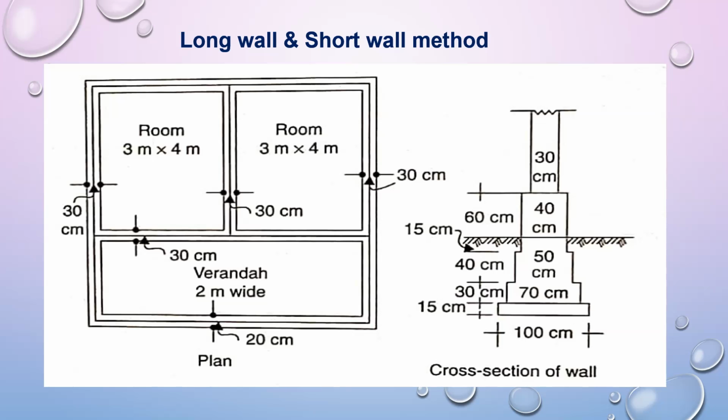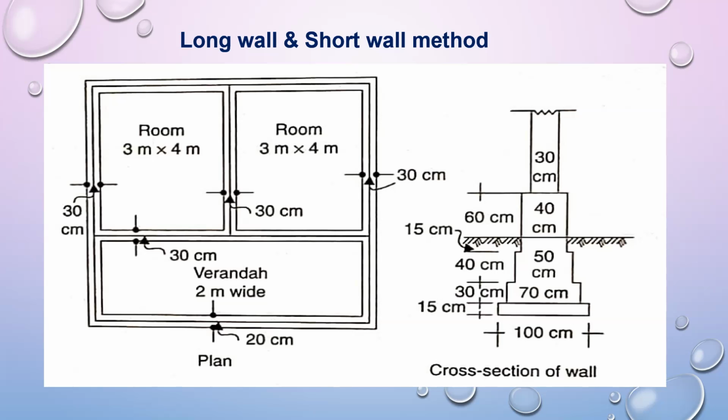Now let us look one by one at the methods of calculation of the quantities. Number one is the long wall and short wall method. Here a two-roomed building plan has been shown, with the interior dimensions of the rooms 3 by 4 meter, and there is a common veranda to these two rooms which is 2 meter wide, whereas the thickness of the walls above plinth level is 30 centimeter. A stepped footing is shown, and in the cross section of the wall the width of PCC is shown, then the steps of the foundation, that is 70, 50, 40, are marked, and the plinth level of this structure is 60 centimeter above the ground level.